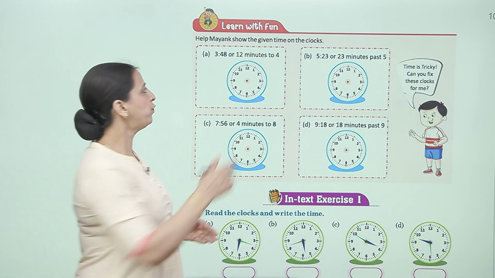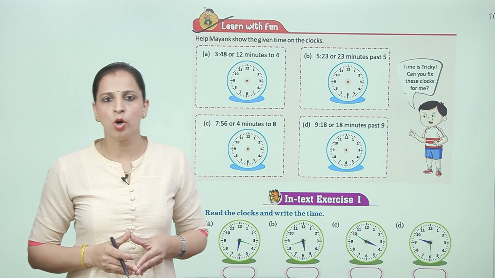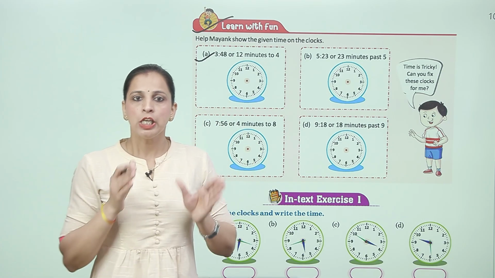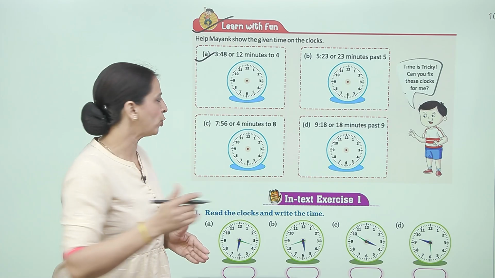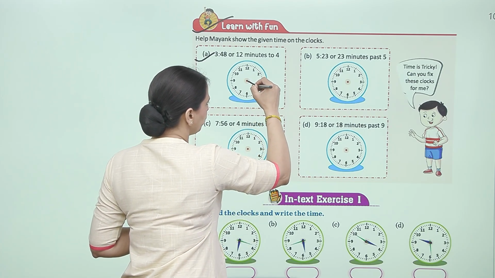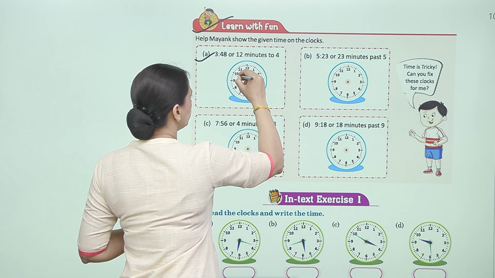Now, learn with fun. Help Mayank show the given time on the clocks. Now, A. 3:48 or 12 minutes to 4. So, hour hand is about to 4 and minute hand is about to 10.